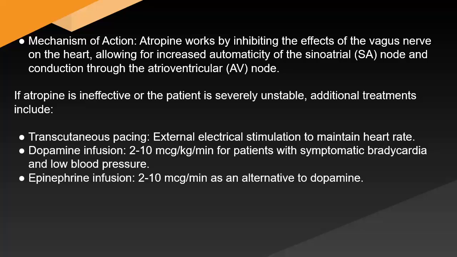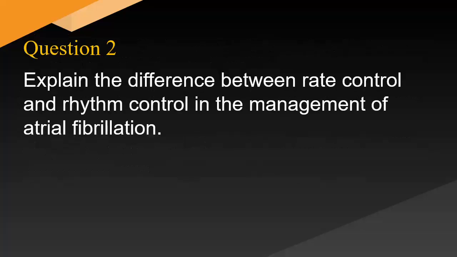If atropine is ineffective or the patient is severely unstable, additional treatments include transcutaneous pacing, external electrical stimulation to maintain heart rate, dopamine infusion for patients with symptomatic bradycardia and low blood pressure, epinephrine infusion as an alternative to dopamine. Explain the difference between rate control and rhythm control in the management of atrial fibrillation.